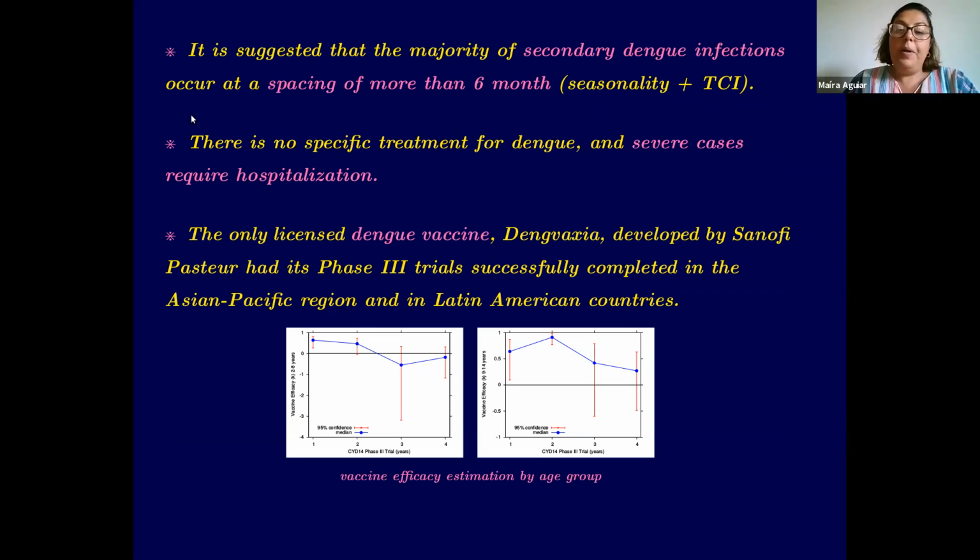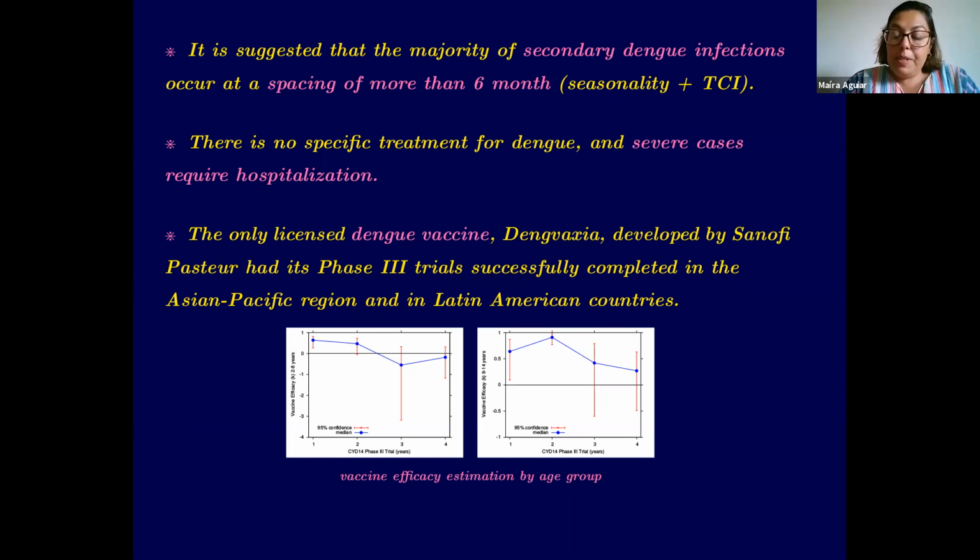There is no specific treatment for dengue, and all the severe cases will require hospitalization once the individuals have some hemorrhagic symptoms. Okay, until the end of 2015, 2016, there was no vaccine available for dengue. Up to date, we have one licensed dengue vaccine, which was developed by Sanofi Pasteur.